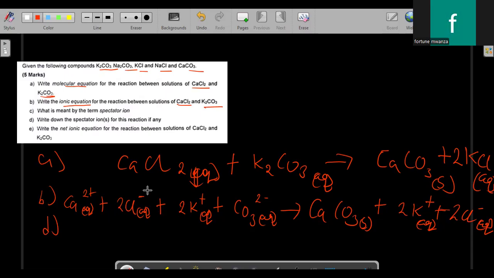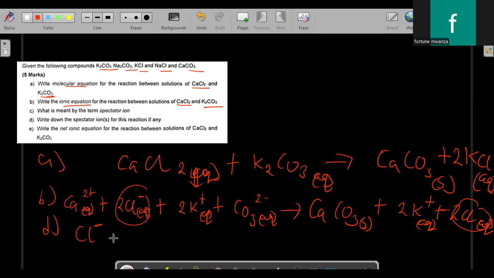They are going to be found in both the product and the reactants when you write your ionic equation. Here you can see the chloride ions, they are in the reactant. So this chloride ion is a spectator ion because it is both in the reactant and in the product, and it has remained unchanged. It's still the same.